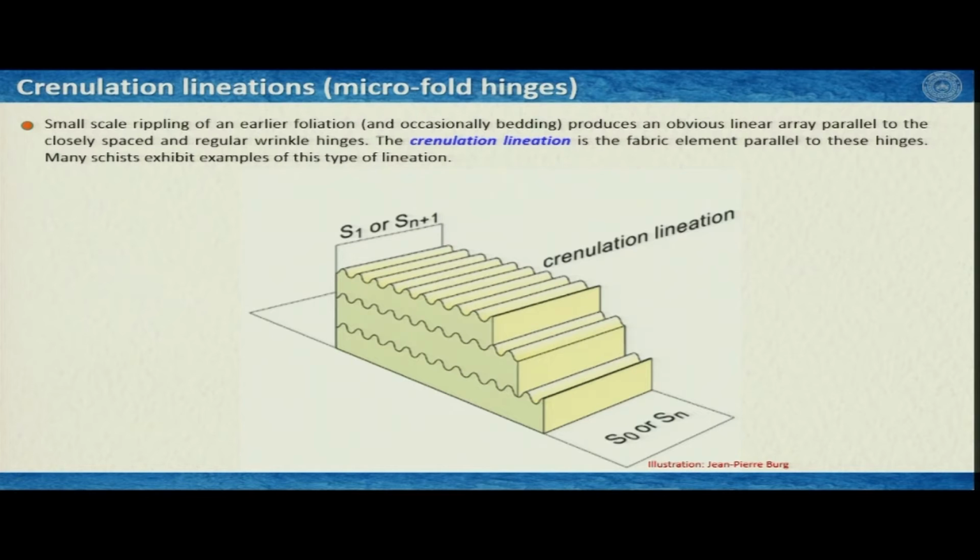Now, crenulation lineation, as we have learnt about it, is the lineation defined by the hinges of the microfold. So, small scale rippling on an earlier foliation and occasionally bedding, very fine thinly laminated bedding planes, they sometimes produce an obvious linear array parallel to the closely spaced and regular wrinkle hinges, and these are known as crenulation lineation. The crenulation lineation is the fabric element parallel to these hinges, and most of the schists exhibit examples of this type of lineations. So, crenulation lineations indicate the presence of the second stage of deformation.